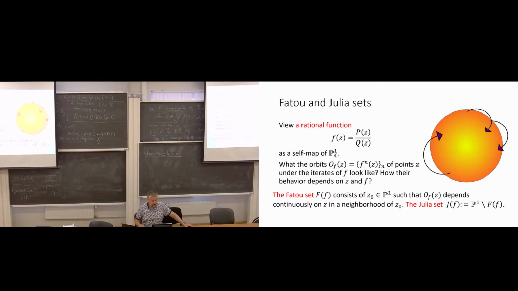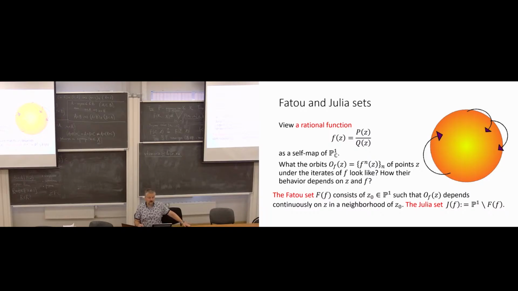Now, the Fatou set can be defined as the set of points whose orbits are stable. That is, they depend continuously on the initial point in a suitable sense. It's enough to take the spherical metric and say that the continuous dependence is in the sense of the spherical metric. Later on, we'll discuss a more analytic definition, which uses the concept of normal family in the sense of Montel. But for now, this definition is equivalent.